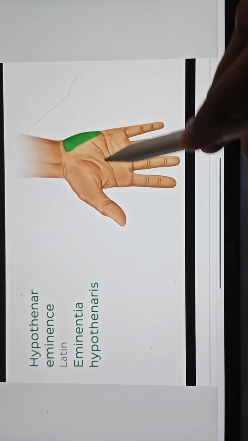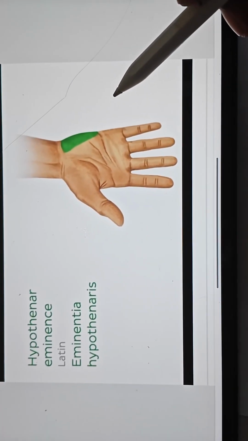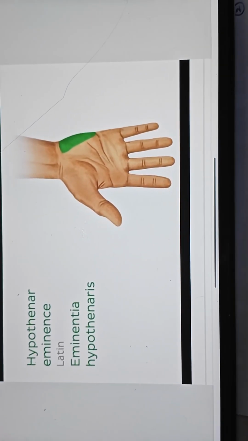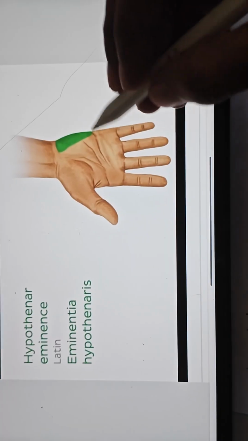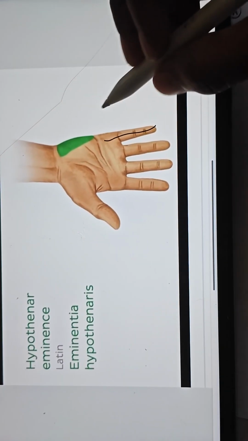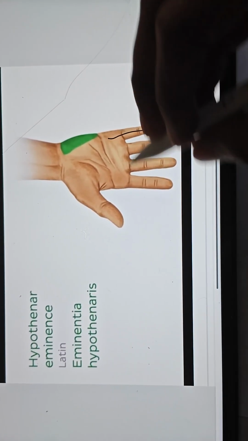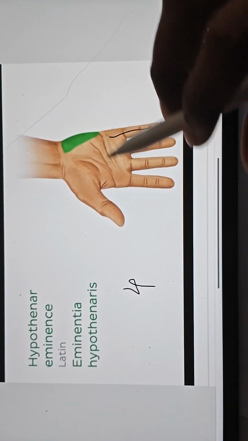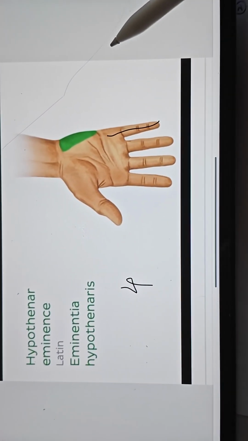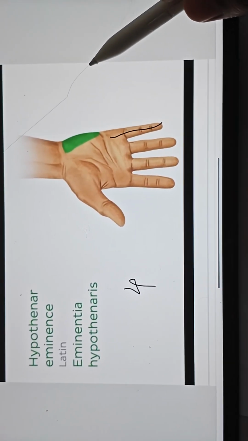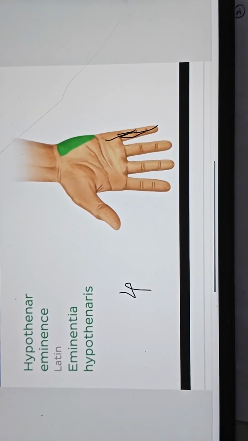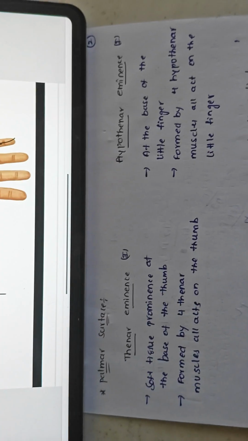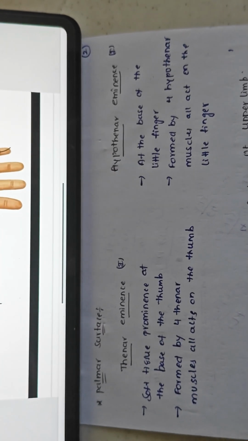For the hypothenar eminence, this soft tissue prominence is located at the base of the little finger, and this hypothenar eminence is also formed by four hypothenar muscles, and all those four hypothenar muscles act on the little finger. So in my notes you can see it clearly.